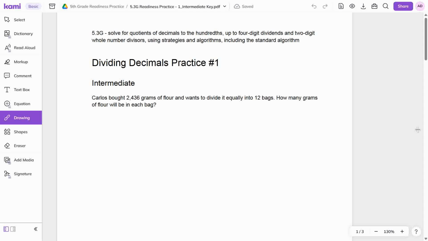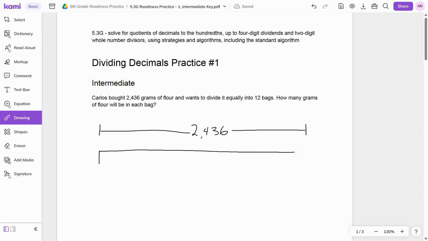So we will be doing a lot of dividing in this practice. First we have Carlos, and he bought 2,436 grams of flour, and wants to divide it equally into 12 bags. So here's our total. We wanted to visualize it with a strip diagram, and we want to divide this equally into 12 bags. So we have equal groups. Let's cut it in half. Let's cut each half in half. And if we cut each quarter into thirds, 4 times 3 makes 12, and there's our visualization.